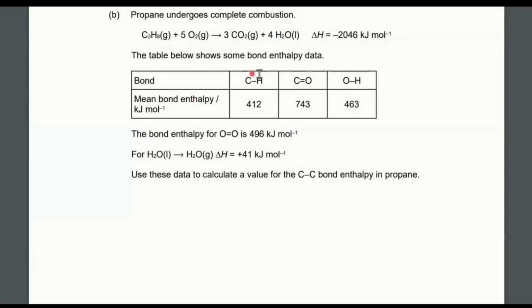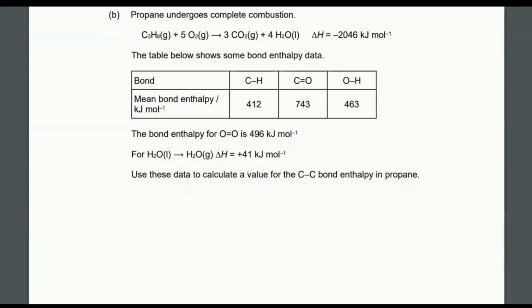So we've got the mean bond enthalpy for the carbon-hydrogen bond is 412. The mean bond enthalpy for the carbonyl bond, the C=O bond, is 743. Then we've got the OH bond, 463. The bond enthalpy for an oxygen bond is 496. And we've got the vaporization, which is a water molecule going to 1 water molecule in the gaseous state. The enthalpy of vaporization is plus 41 kilojoule per mole. Use these data to calculate a value for the CC bond enthalpy in propane.